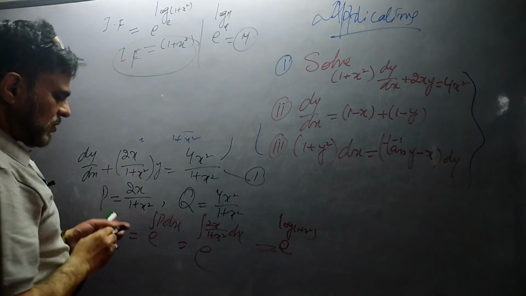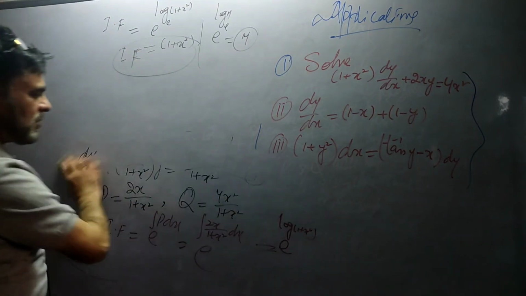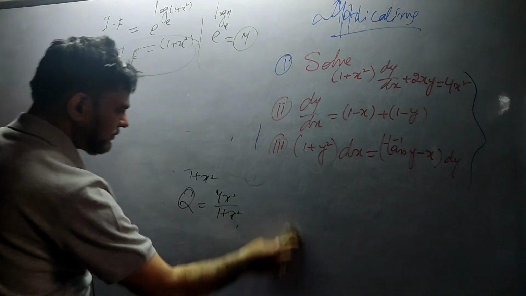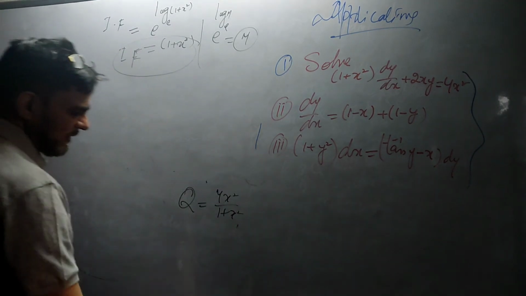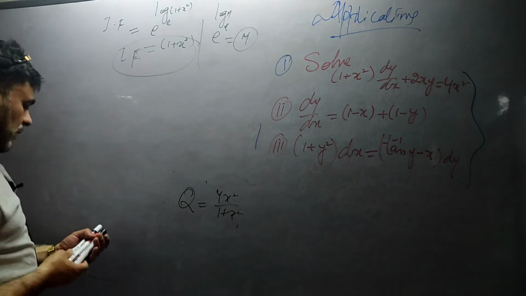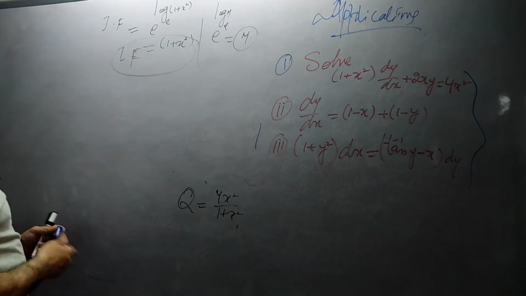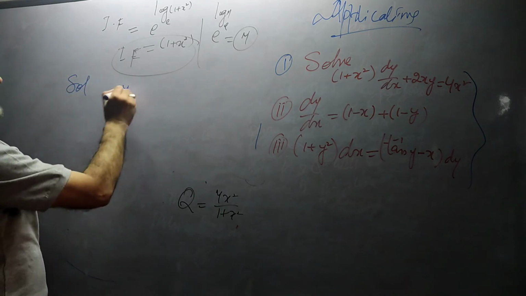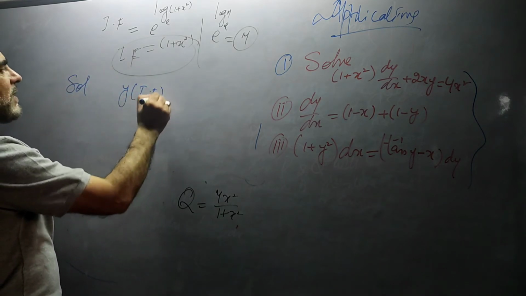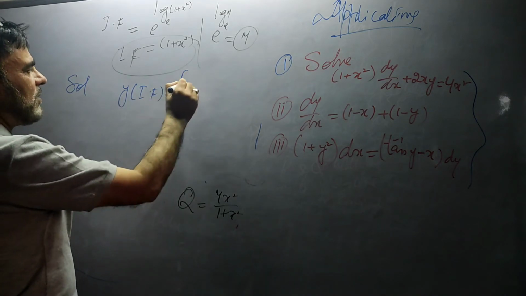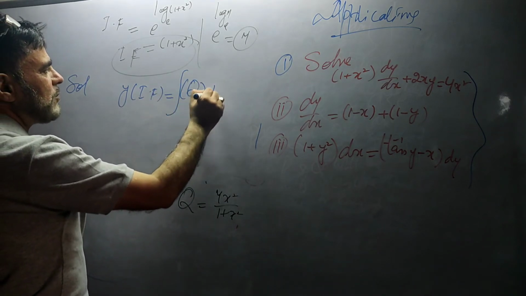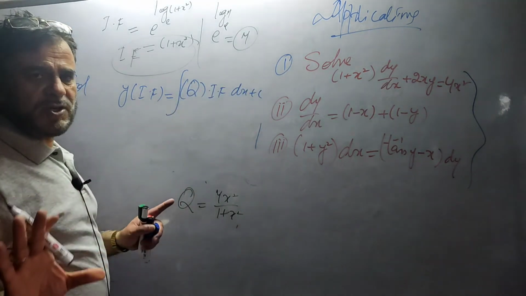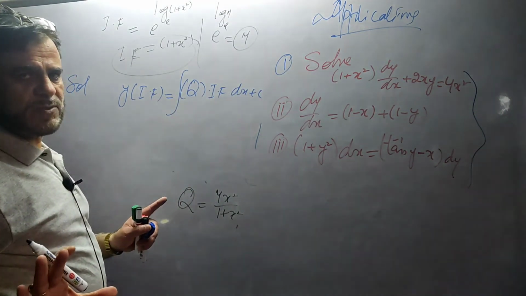Okay, so what is the solution? How do you write down the solution? I need only q here. Well, my general solution is: y into integrating factor is equal to integral of q into integrating factor with respect to x plus c. This is a shortcut method for writing down the solution.